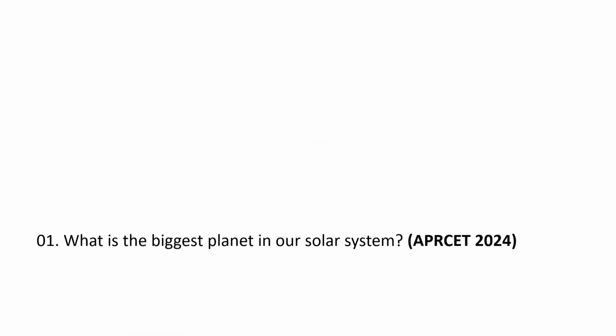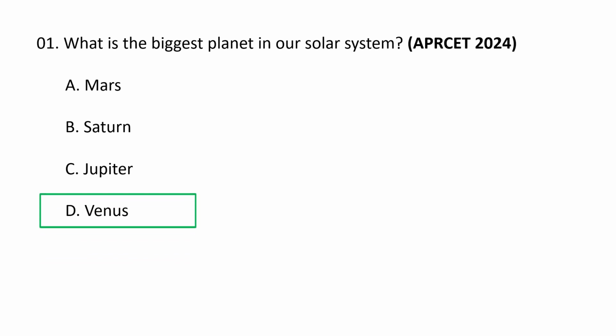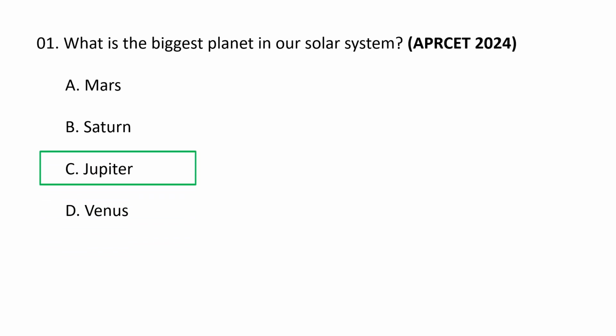Coming to the first question. A very simple and straightforward question. What is the biggest planet in our solar system? The choices given are A. Mars, B. Saturn, C. Jupiter and D. Venus. The biggest planet in our solar system is Jupiter. It is a gas giant with a mass more than 2.5 times that of all other planets combined together. It is so large that over 1,300 Earths could fit inside it. So C is the correct option.